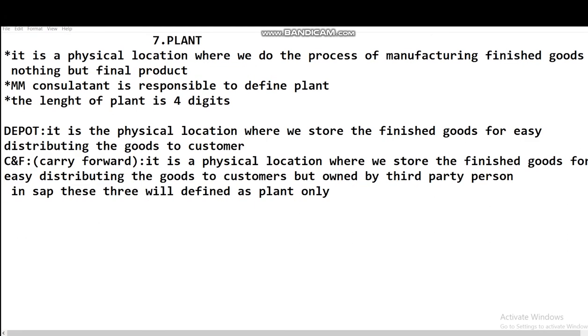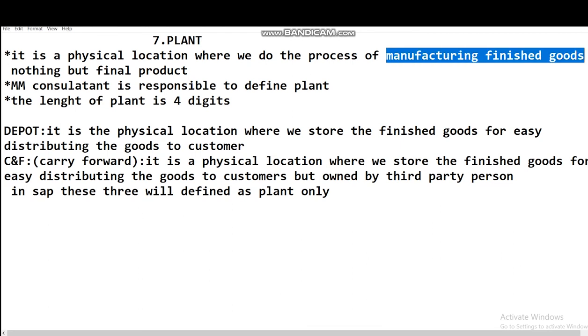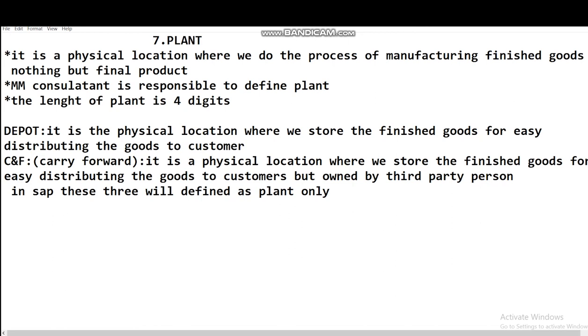And the next one is plant. So what is a plant? It is a physical location where we do the process of manufacturing finished goods, nothing but the final product. You are all aware of the plant. A plant is where the finished goods are made, like mobile plants and car plants. That is nothing but a plant. The MM consultant is responsible for defining a plant, and the length of the plant is 4 digits.